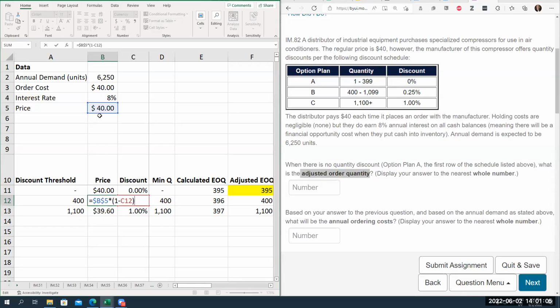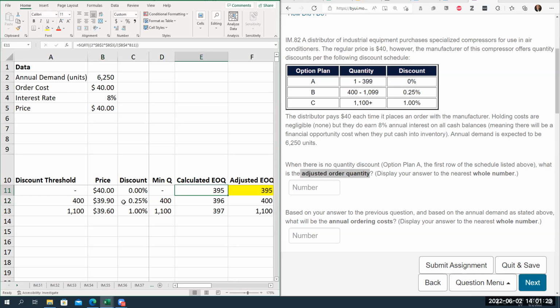Yeah, there's a couple. I just pulled that price and multiplied it by 1 minus whatever that discount is for that row. So price of $40 times 1 minus the discount rate. And then I've anchored that B5. Good question. Okay, so I've got my minimums.